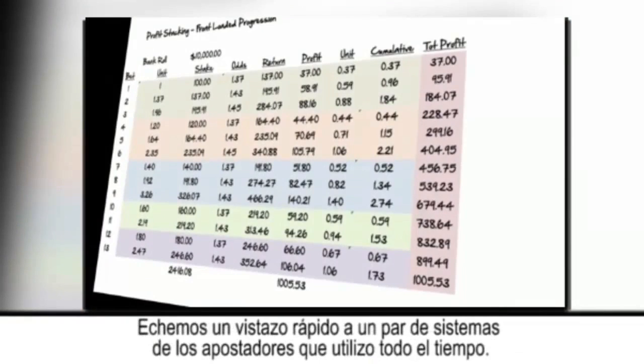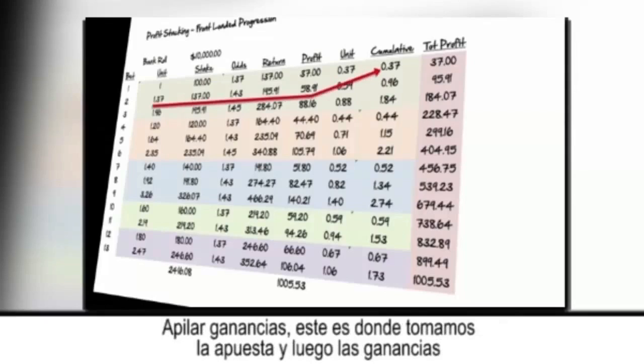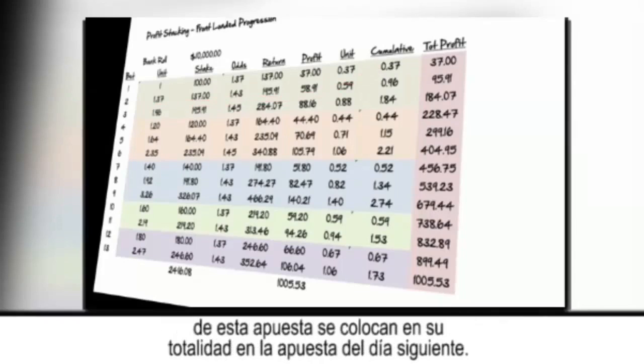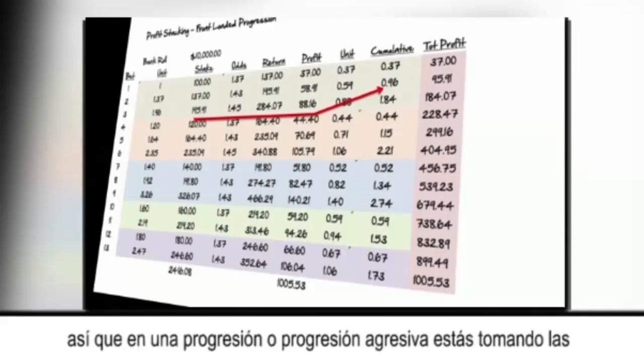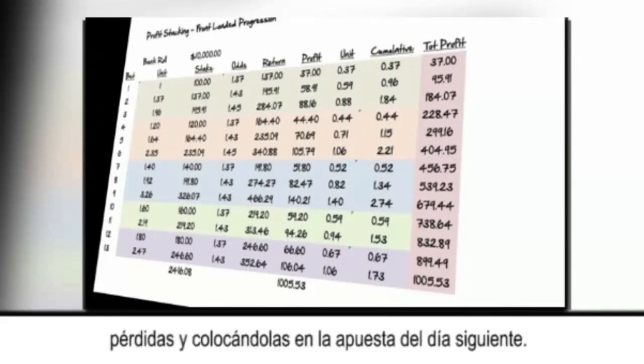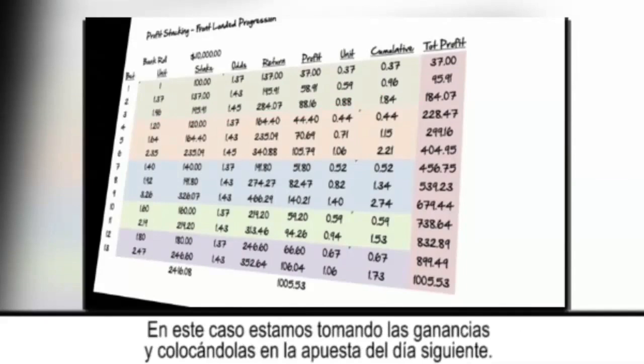So we'll have a quick look at a couple of systems that are used by bettors all the time. Profit stacking. This is where we take the bet and then the winnings of that bet and place it all on the next day's bet. So it's a front-loaded progression system. So in progression or aggressive progression, you're taking the losses and putting it on the next day's bet. In this instance, we're taking the profit and putting it on the next day's bet.